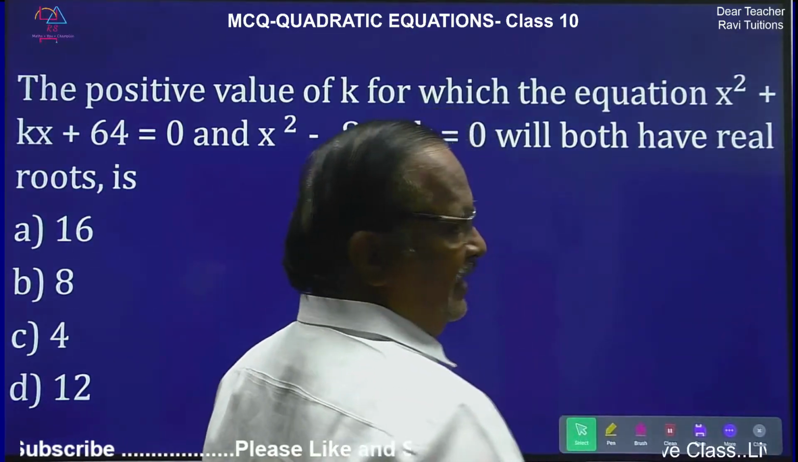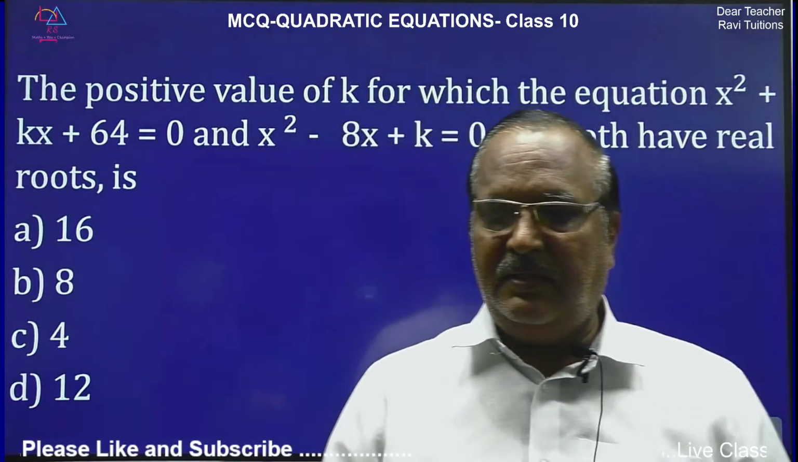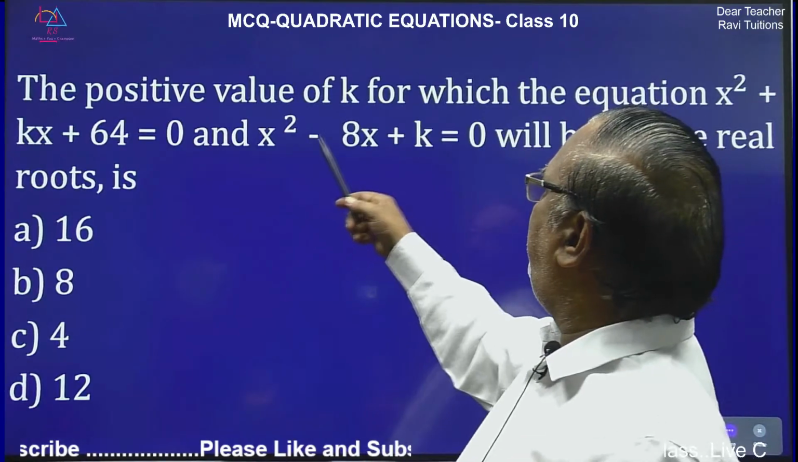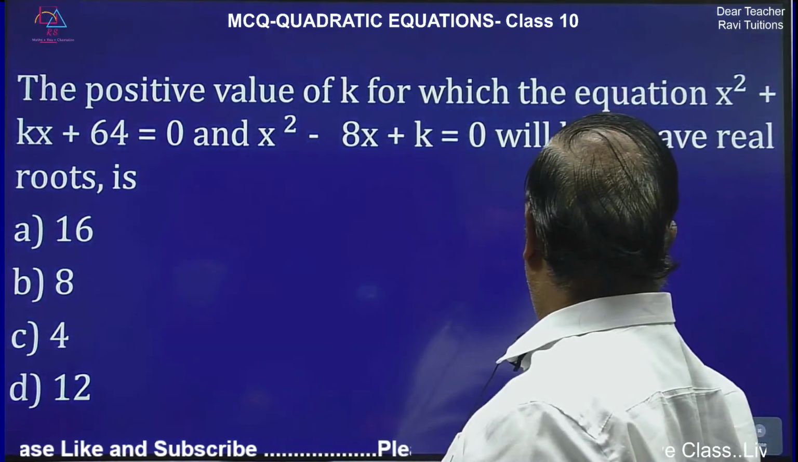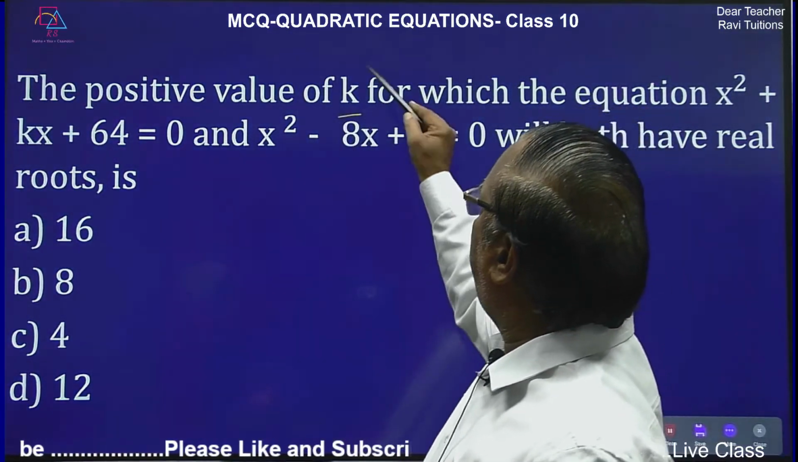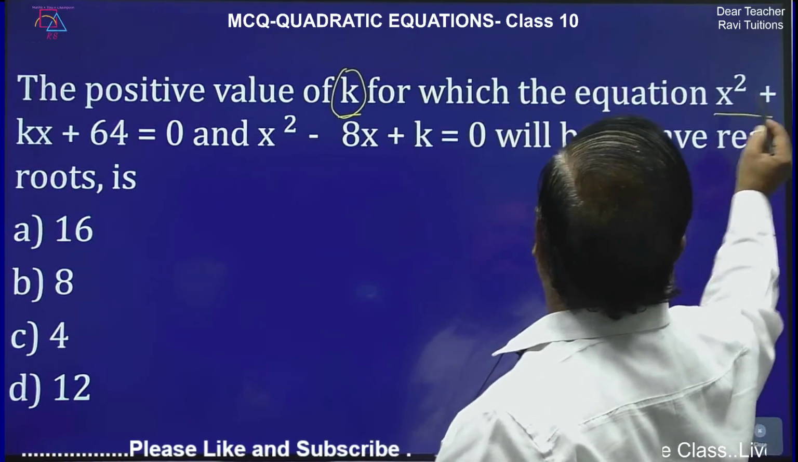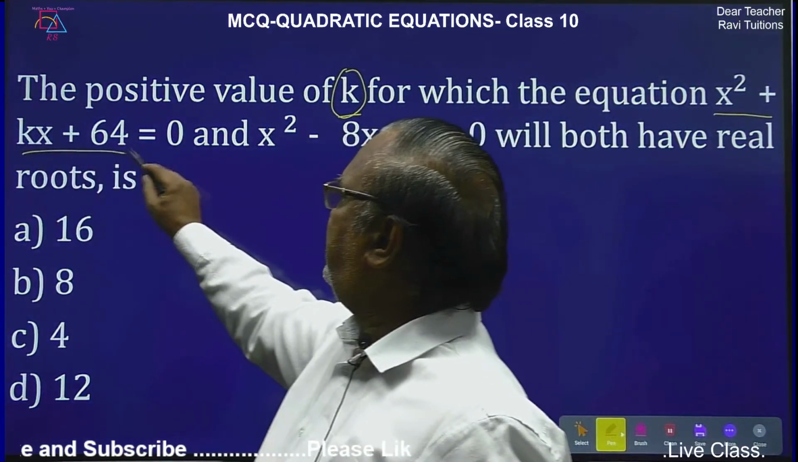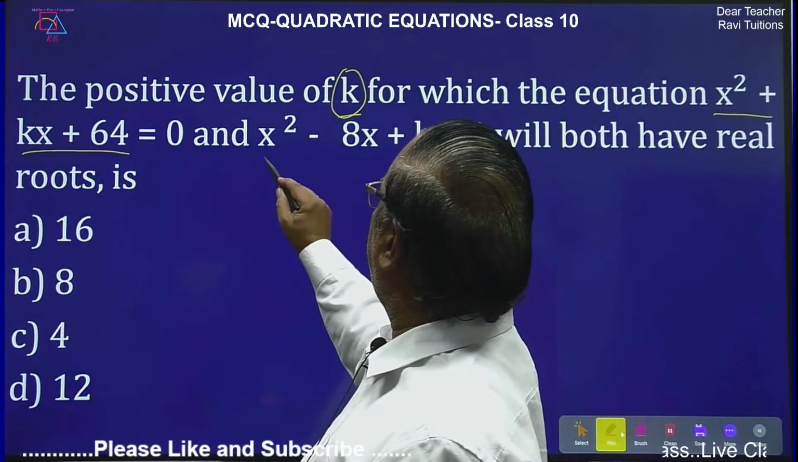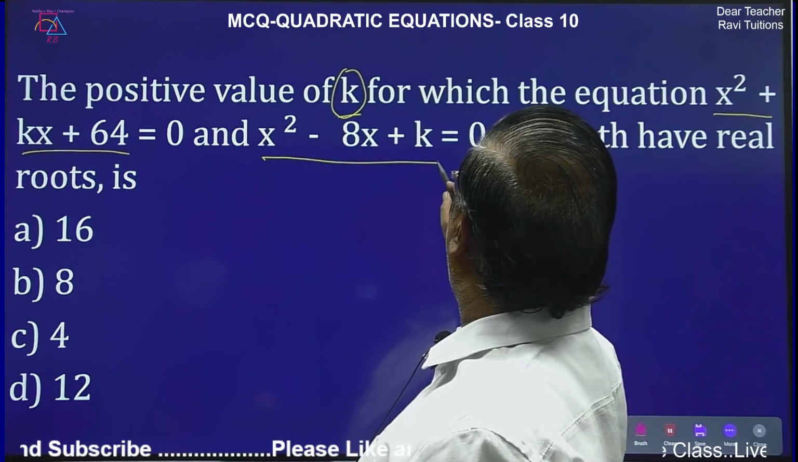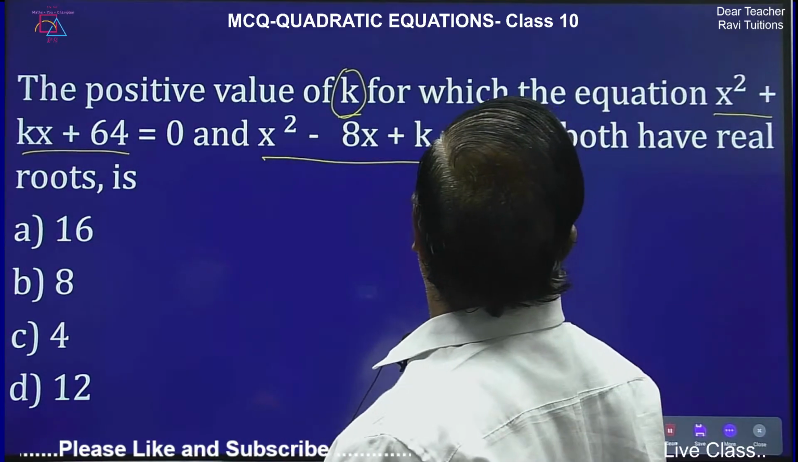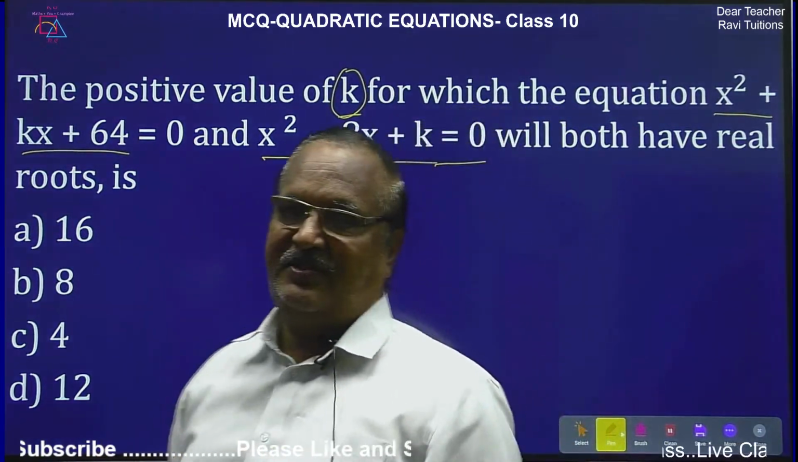So now, second question. Second question: find the positive value of k. The quadratic equations are x square plus kx plus 64 and x square minus 8x plus k, and both have real roots.